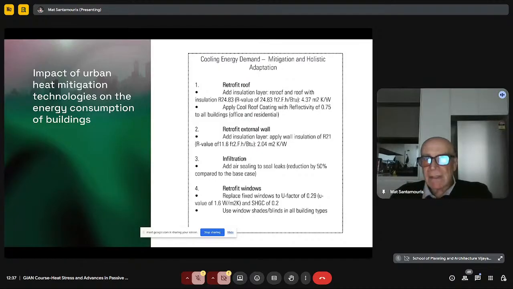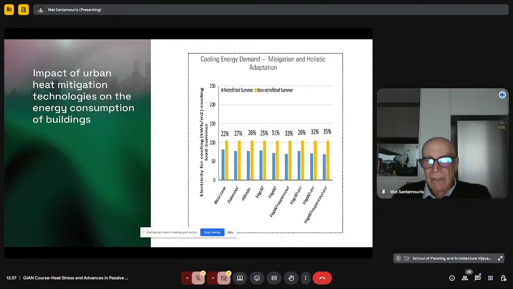And we consider several retrofitting scenarios for the external wall, for better ventilation and infiltration, better windows, and a number of measures which are simple but can be done easily. So in this case, the combination of adaptation and mitigation technologies can really offer a decrease of the cooling demand in Riyadh by 36%. 36% at the city scale of Riyadh is a tremendous number.